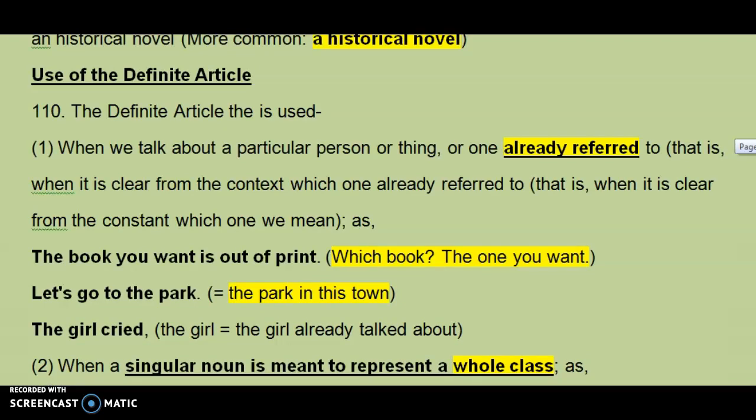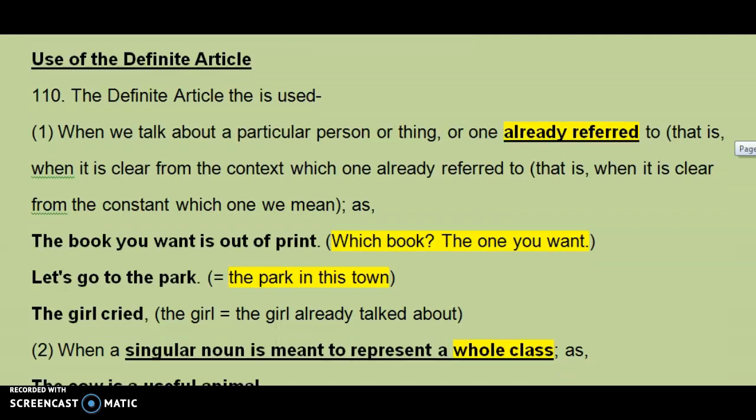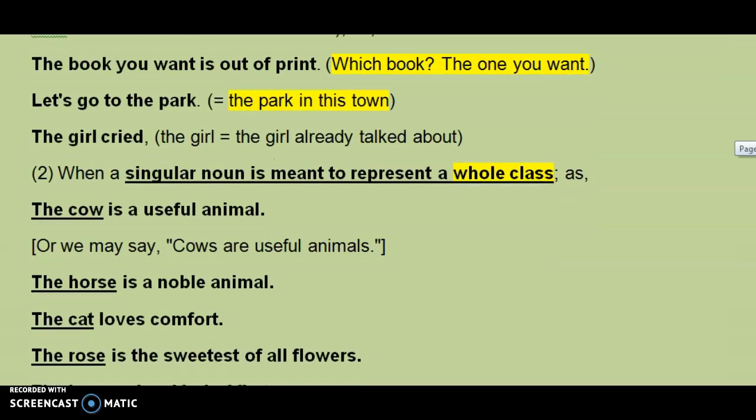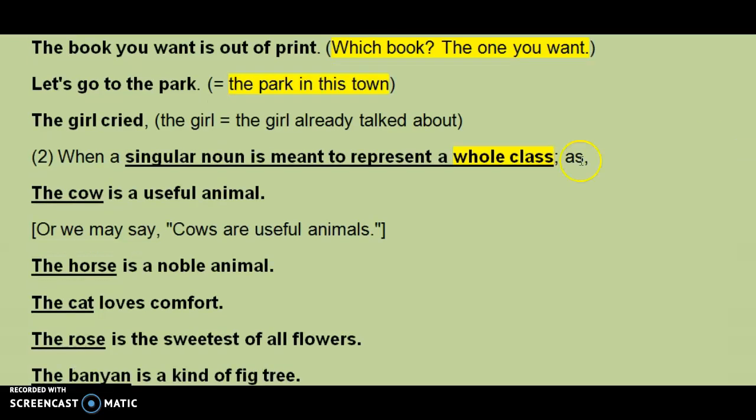Let's go to the park. Over here, the park means the only park that is in the town. The girl cried. The girl is already mentioned in the context earlier. The is also used when a singular noun is meant to represent the whole class. For example, the cow is a useful animal. Over here, the cow represents the entire class. We don't say a cow is a useful animal. We are not referring to one single cow. We are referring to the entire class of animal.